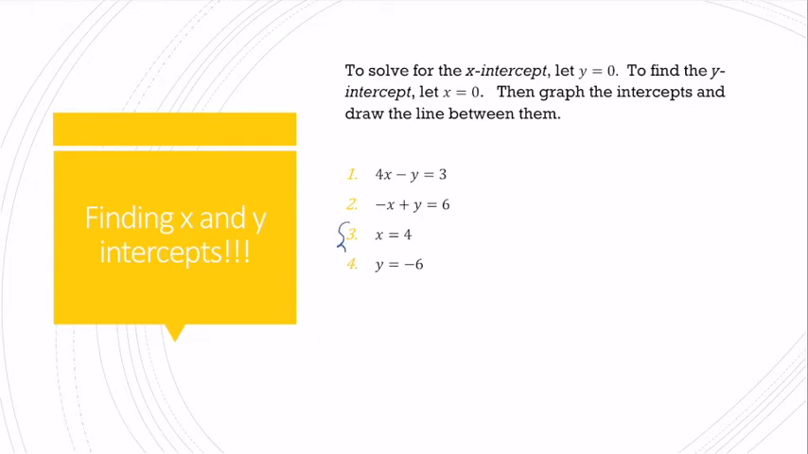These last two I want to analyze together. I've got x equals 4 and y equals negative 6. Now this is kind of different, right? Because I'm working now in the coordinate plane, with an x-axis and a y-axis, but these two equations only have a single variable. So let's take a look at what's happening here.